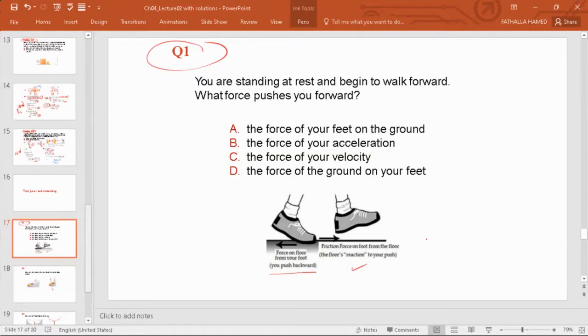So when you try to move, is it the force that you apply on the floor that is going to cause this, or the force of the floor that's applied on you that will cause you to move? Which one? And which of these options should be the right option here?